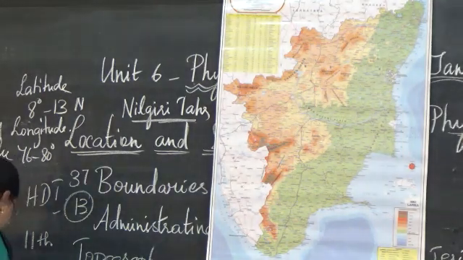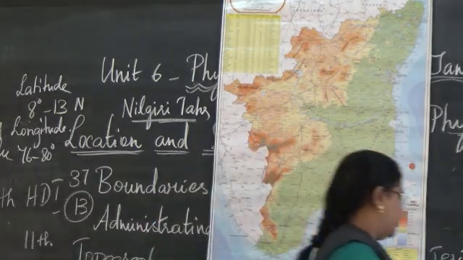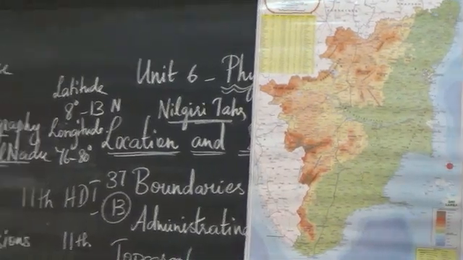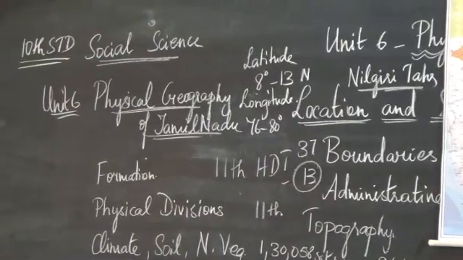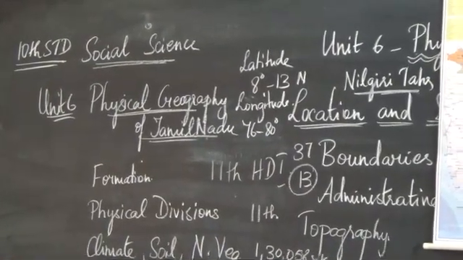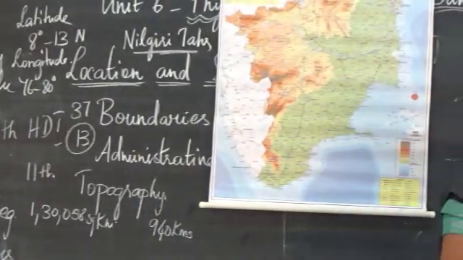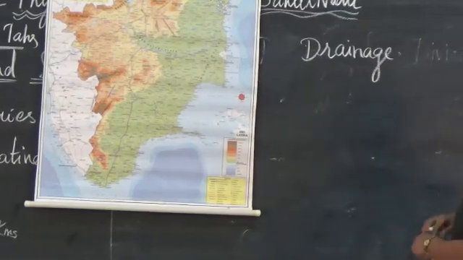Next, we are going to focus on the topic drainage. What do you mean by drainage? All the river systems in Tamil Nadu that originate from the mountains and drain into the Bay of Bengal, the entire system is called drainage.